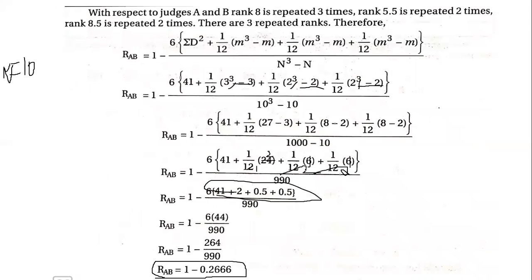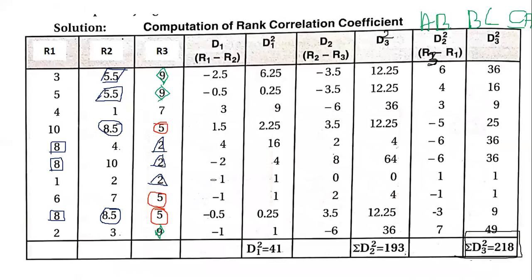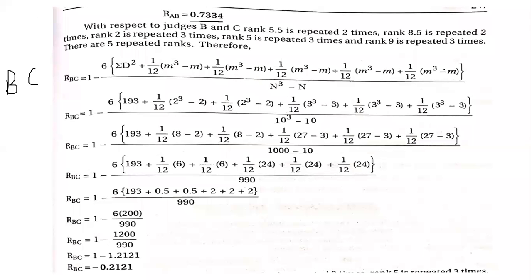Now let us go back to the problem and check how many repetitions there are for judge B and judge C. Take judge B: we have 5.5 repeated 2 times and 8.5 repeated 2 times. For judge C, we have 9 repeated 3 times, 5 repeated 3 times, and 2 repeated 3 times. So what is the number of repetitions? 1, 2, 3, 4, and 5. There are 5 repetitions, and in this case you have to solve for all the 5.